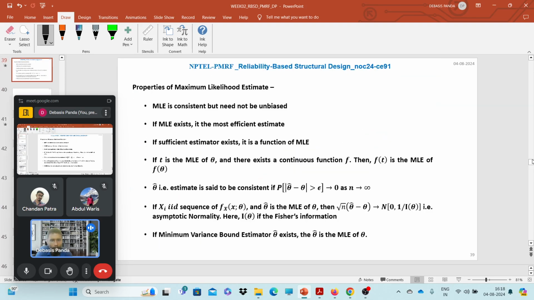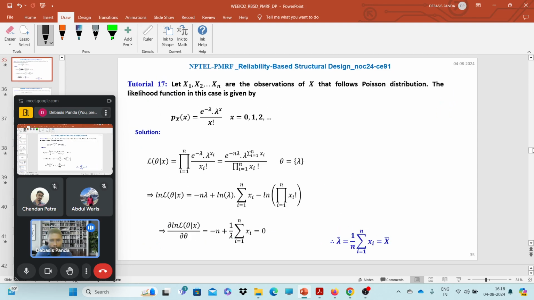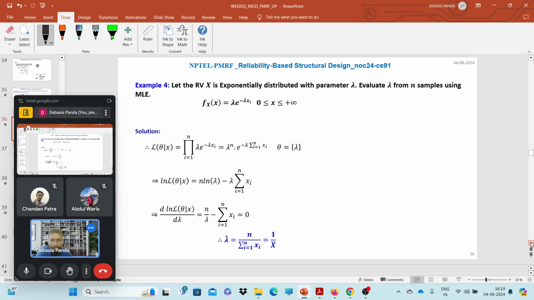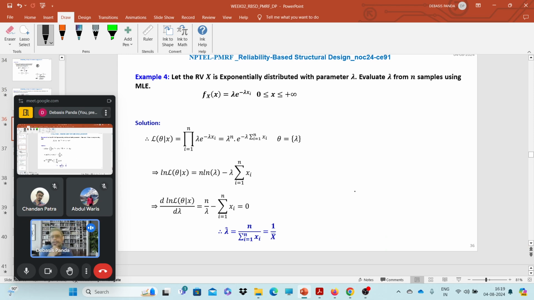Okay, so now we will solve some problems related to this distribution. Okay, let's solve this. If we have an exponential distribution, we know the PDF of the exponential distribution. Now quickly find out what the likelihood operator will be for this. It's nothing but you have to multiply this PDF as many times as you have samples, and then we'll have the likelihood operator, and from the likelihood operator we will get the parameter or the best estimate.